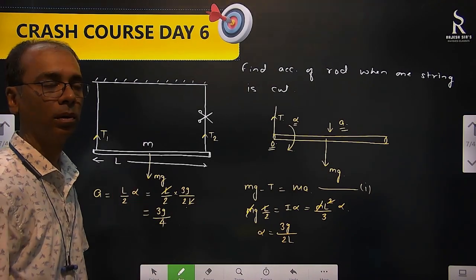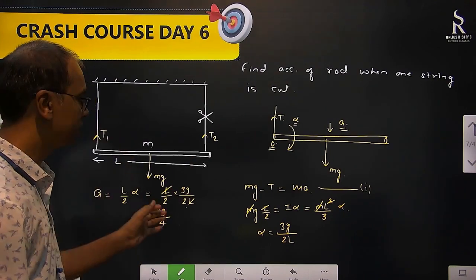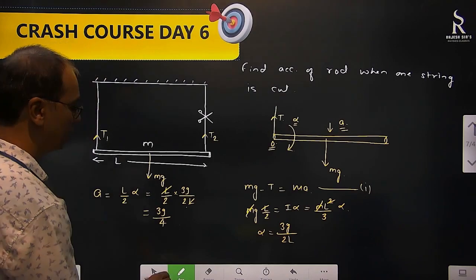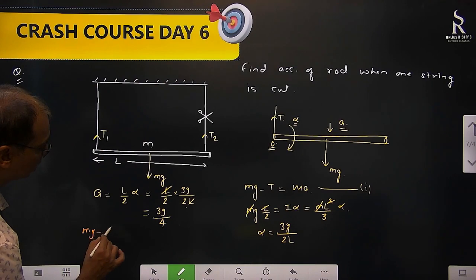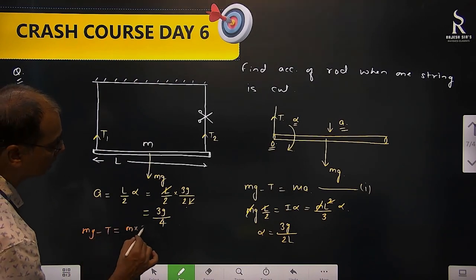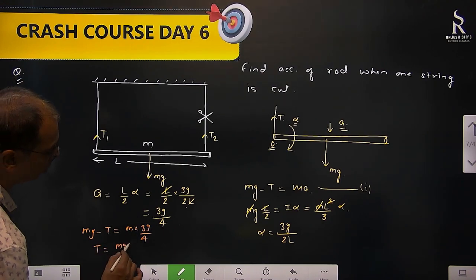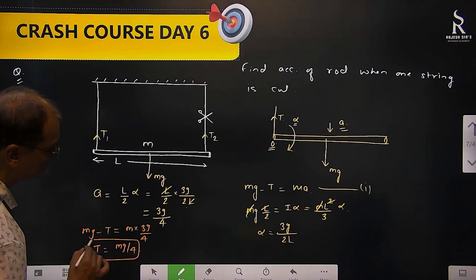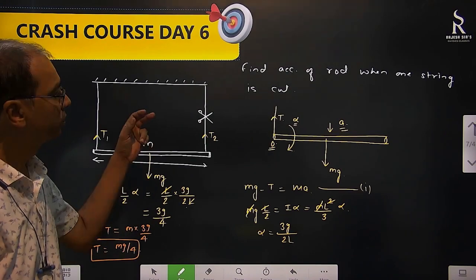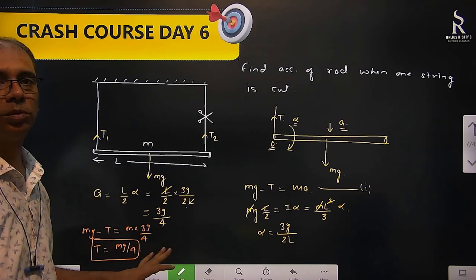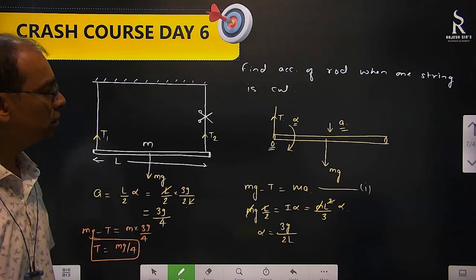Now they could have asked tension also from you. If tension is asked, this acceleration I am going to put in this one. So see what's going to come. mg minus T equal to m into 3g by 4. So T is equal to mg by 4. If the string is cut, this kind of question can be asked from you and easily you can solve it. If you know how to solve it, the answer will come very easily.